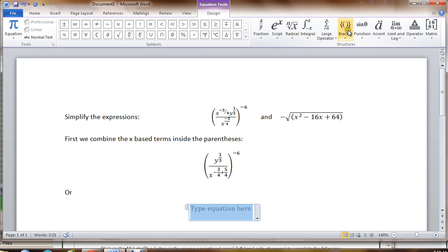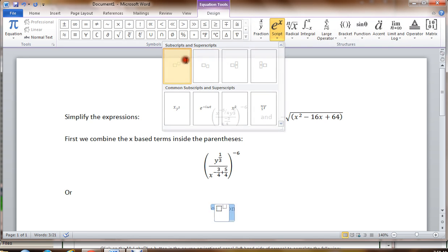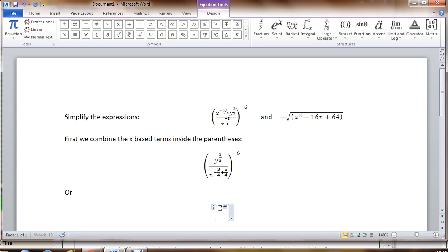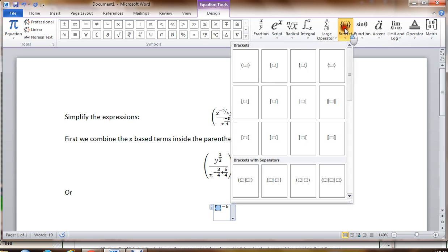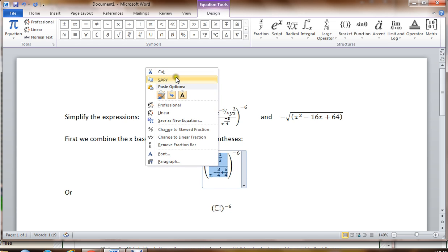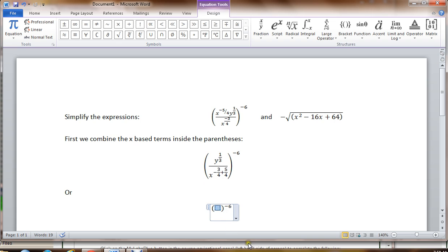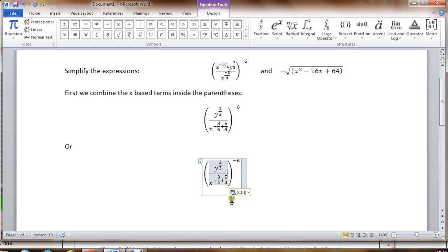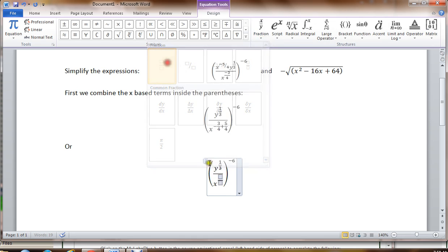So again, we'll do the big script for the minus 6. We'll do the parentheses. We'll copy all of the stuff that's inside here and just paste it in over here. And then in the denominator, I'll just fix these exponents to put a 2/4, which actually I could reduce to be just 1/2.